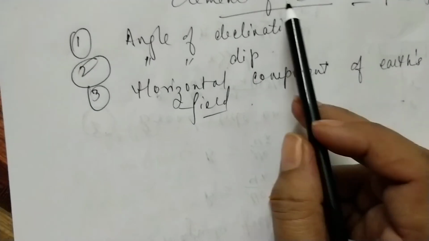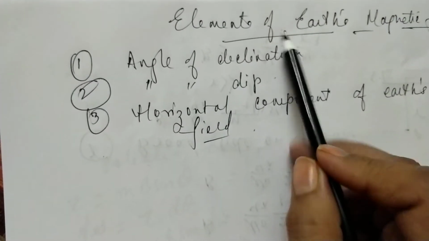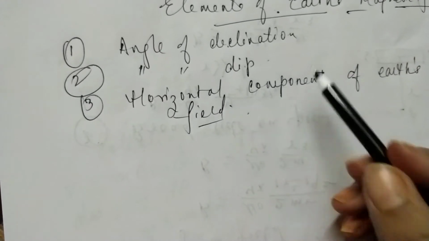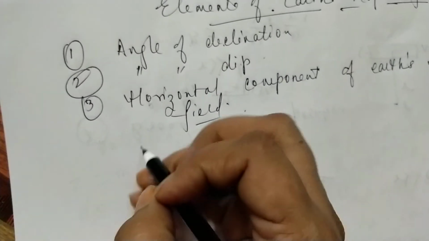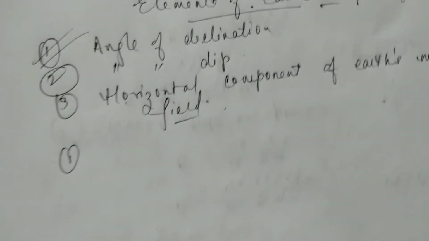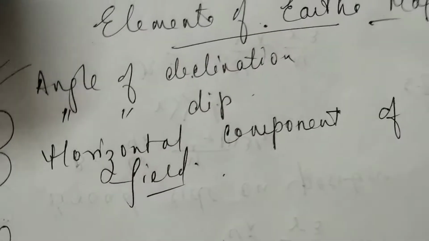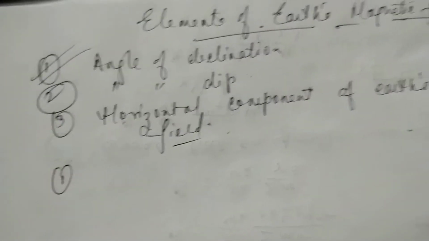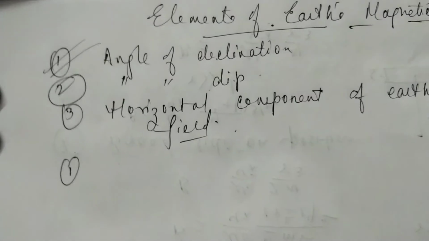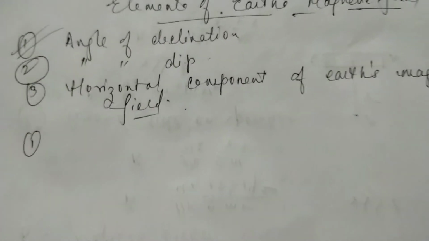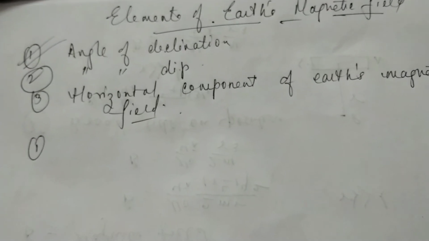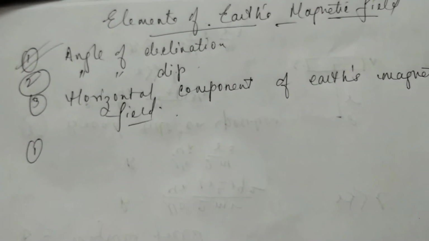Fine. So we have got three components. The elements of Earth's magnetic field are the angle of declination, the angle of dip, and the third one is the horizontal component of Earth's magnetic field. Now let us start with the angle of declination. The basic thing that we need to keep in our mind is that when we talk of the Earth's magnetic field, we have North Pole and South Pole. For a basic magnetic substance, the lines of force start from the North Pole and end at the South Pole.